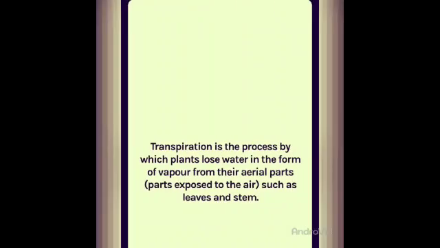Transpiration is the process by which plants lose water in the form of vapors from their aerial parts. What are aerial parts? Aerial parts are those which are exposed to the air, such as leaves and stem.